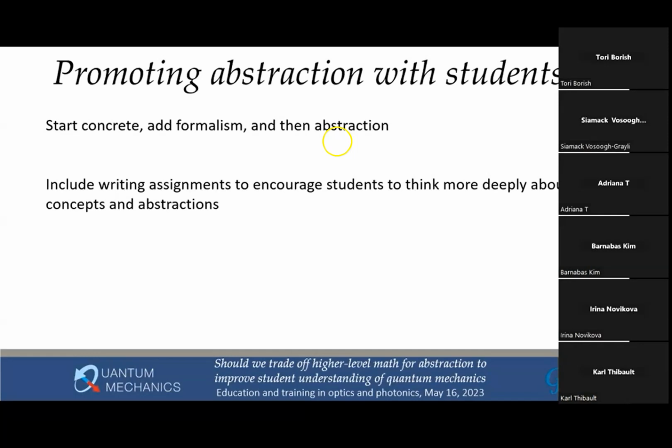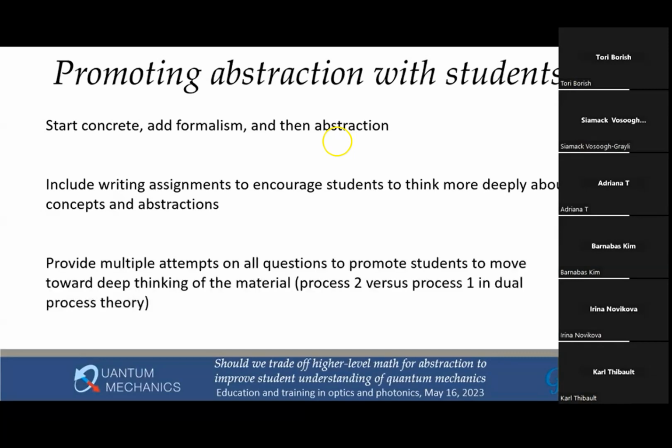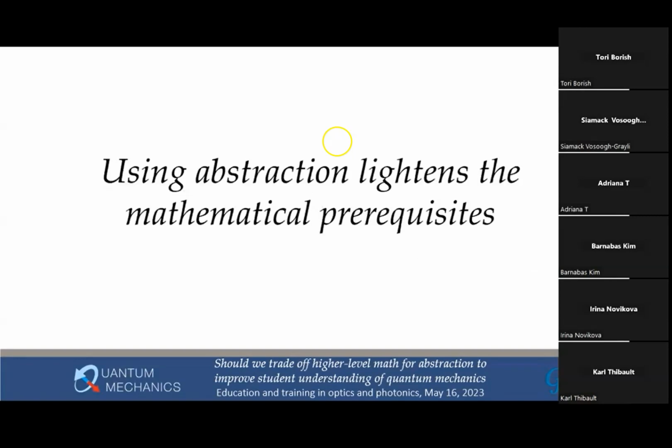I include writing assignments in the class to encourage the students to think more deeply about the concepts and the abstractions. And we provide multiple attempts on questions to allow students to think more deeply on the material. For those of you who are aware of different kinds of decision-making theories, this is promoting process 2 versus process 1 in dual process theory.